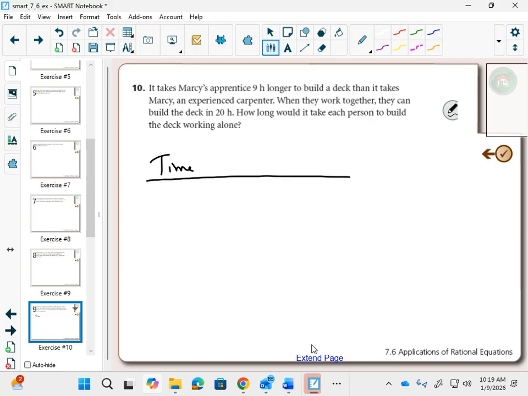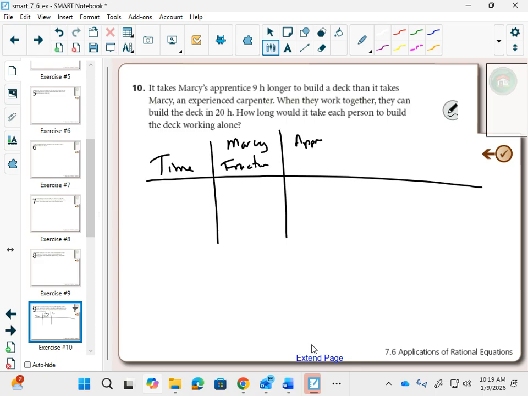So we always set this up as, who we got? Marcy. Marcy fraction. Apprentice fraction. And the together fraction. 1 unit of time this time is 1 hour.